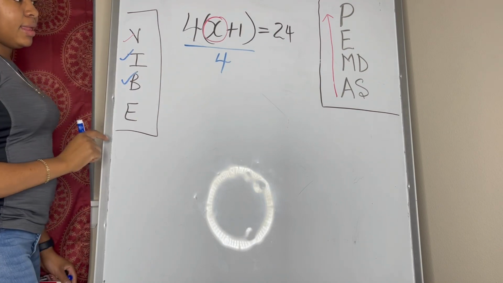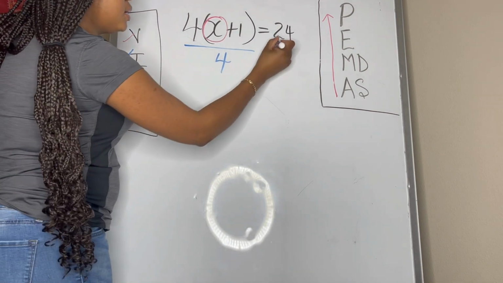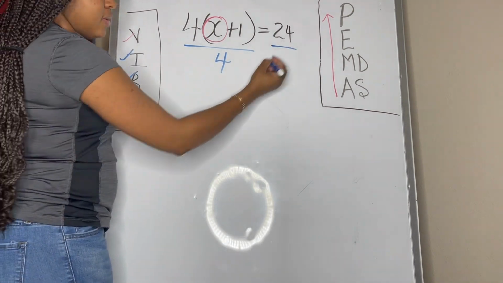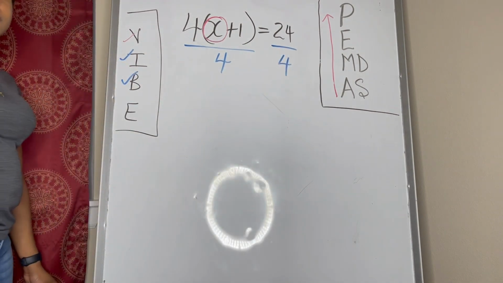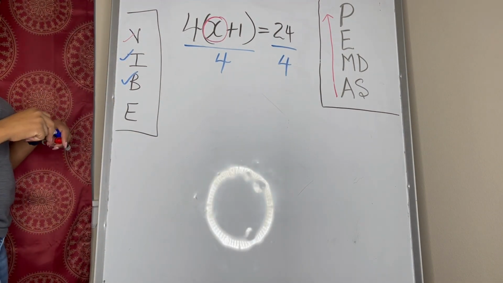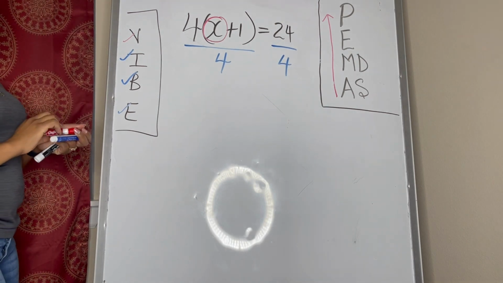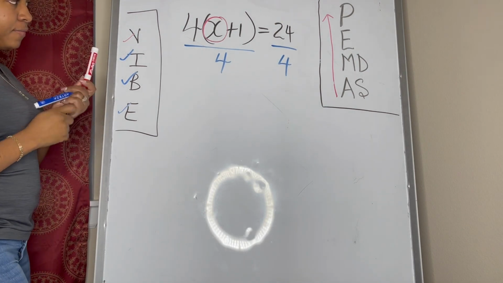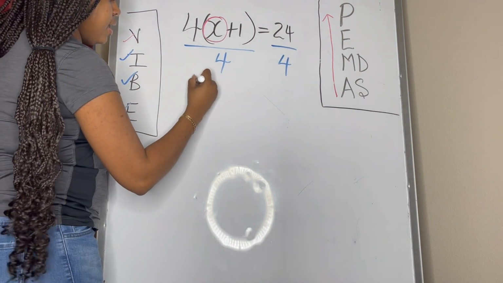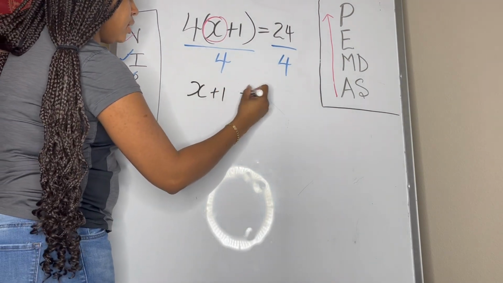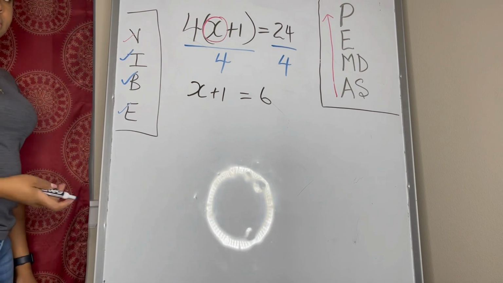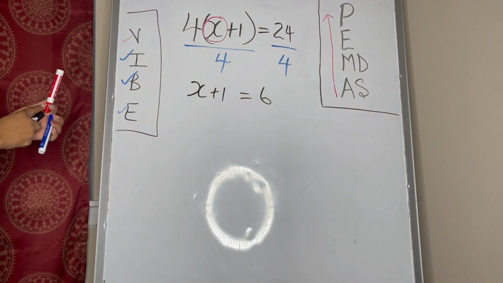Next comes my balancing act. Divided this side by 4, I need to also divide this side by 4. Okay, now when we evaluate this portion, we see we have x plus 1 is equal to 6 left. Right? Now, what do we do after this?